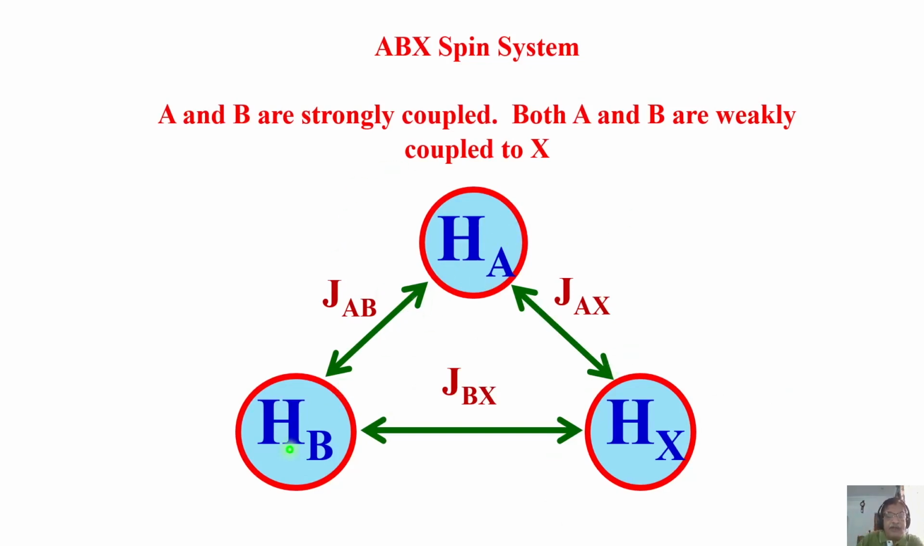Remember, A and B are strongly coupled. We already know how to analyze AB, a two strongly coupled spin system. We got four lines, two central lines of higher intensity and outer lines of weaker intensity. We have already analyzed how to get J coupling, chemical shift difference, everything. Now, exactly a similar situation will come for AB here, but individually, both of them are coupled to X.